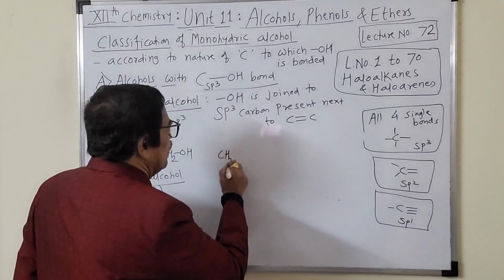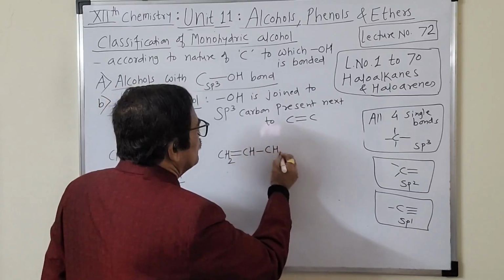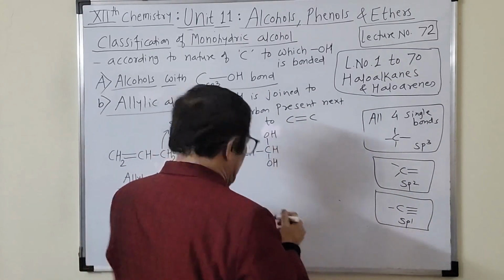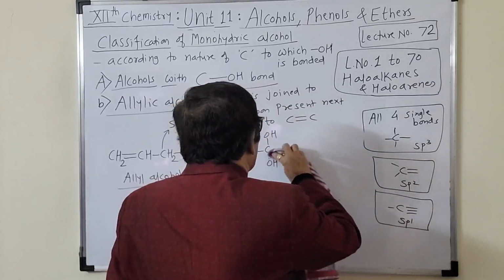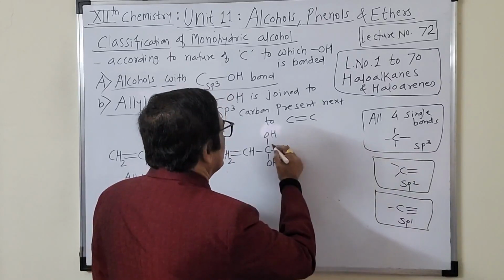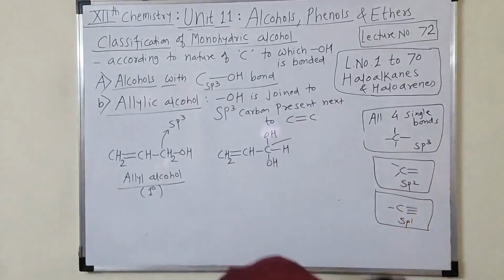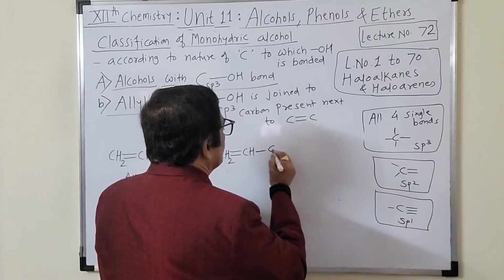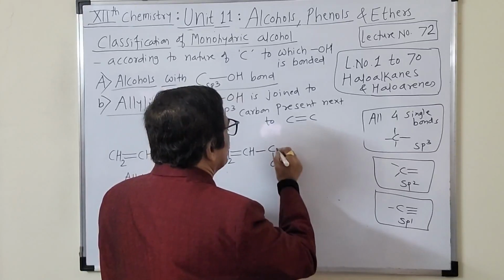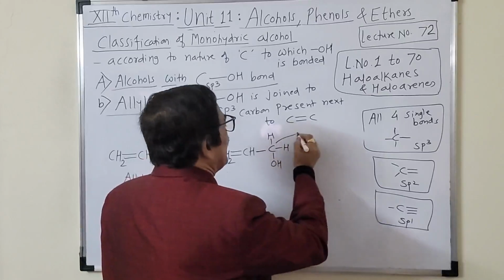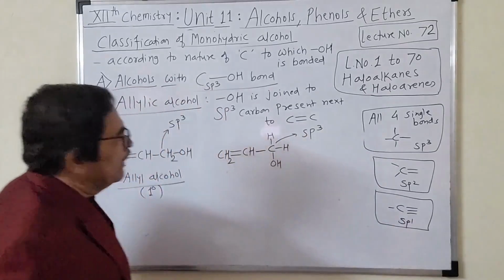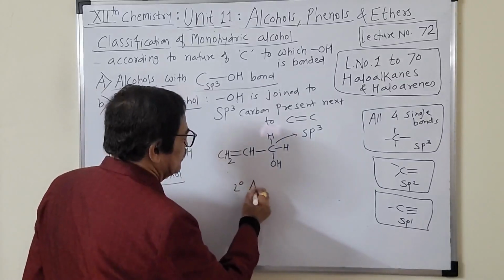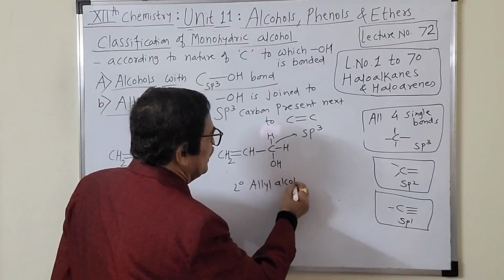How will the secondary one be? Obviously CH2 double bond CH, single bond CH, OH, one H comes here and one comes here. No, I'm sorry. That is not a dihydric alcohol, that is only a monohydric alcohol. So CH3, CH, OH, and here H. So this carbon is an sp3 carbon to which OH is attached, present next to the double bond. So this is known as secondary allyl alcohol. Secondary allyl alcohol. Very clear.